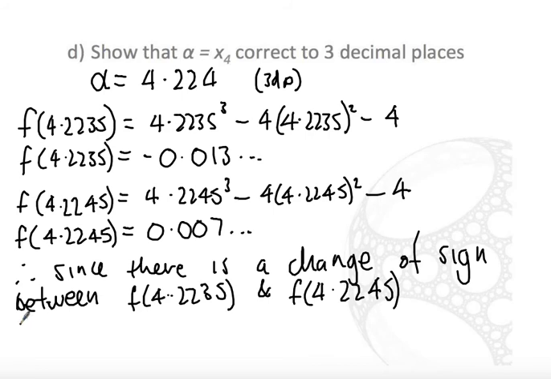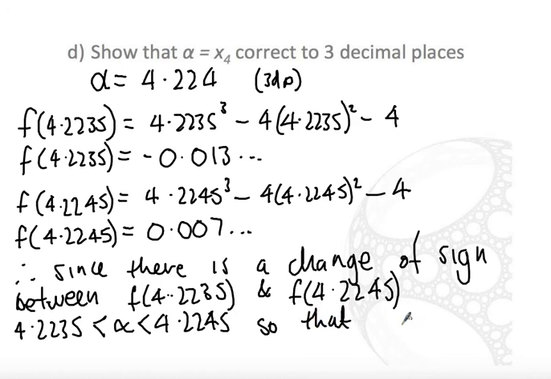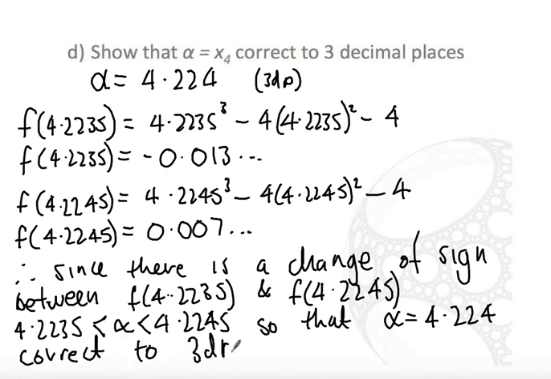That means that alpha must lie between 4.2235 and 4.2245, so that alpha is equal to 4.224, correct to 3 decimal places. Okay, well I hope that answer made sense and you were able to follow what we were doing there.